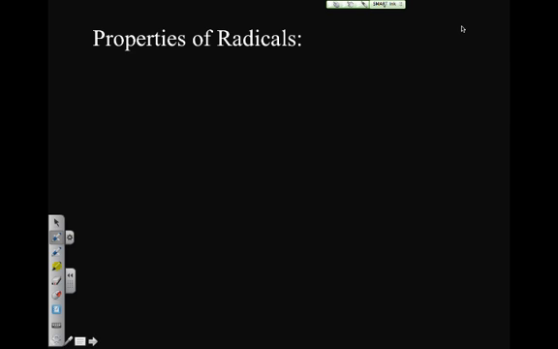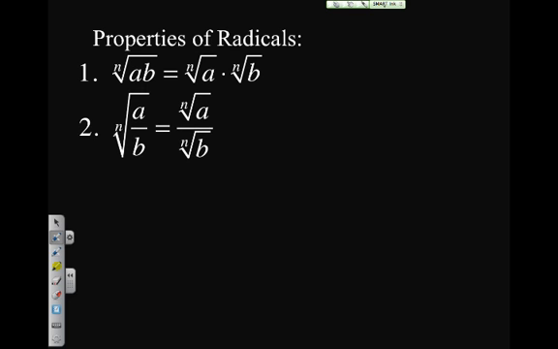When we talk about properties of radicals, the first thing that we have is when you have the nth root of AB, you can break that apart. Since AB is a product, we can break that up into the nth root of A times the nth root of B. When we have the nth root of a quotient, we can again break that up: the nth root of A divided by the nth root of B.